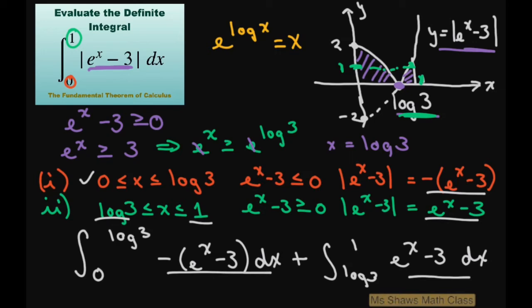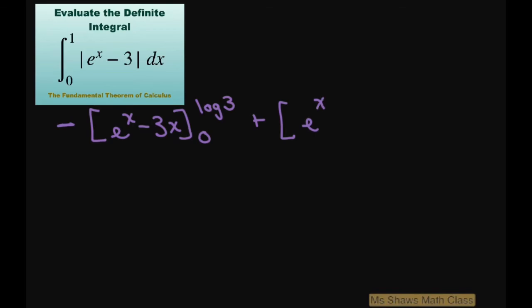The antiderivative of e to the x is just e to the x, and the antiderivative of 3 is 3x. So we can write this as negative, keeping the negative on the outside, e to the power of x minus 3x, evaluating from 0 to log of 3. And then we had the plus, and we have e to the power of x minus 3x again, but this time going from log of 3 to 1.